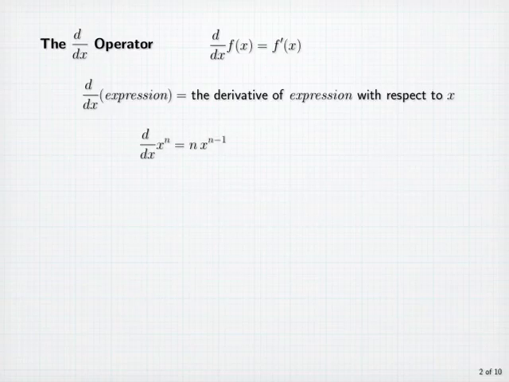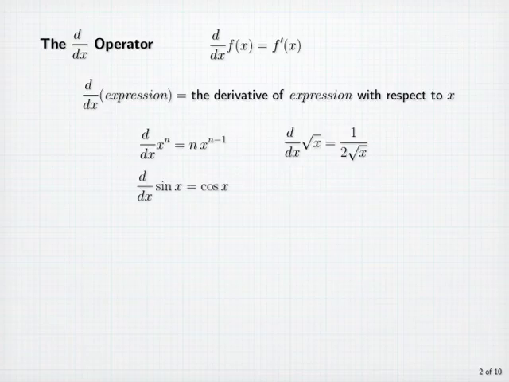For instance, the power rule can be written this way: the derivative with respect to x of x to the n equals n times x to the n minus 1. Also, for example, the derivative with respect to x of the square root of x equals 1 over 2 times the square root of x. The derivative with respect to x of sine x is cosine x. And the derivative with respect to x of cosine x is minus sine x. So we're seeing that this d by dx operator gives us a convenient way of writing statements about derivatives.